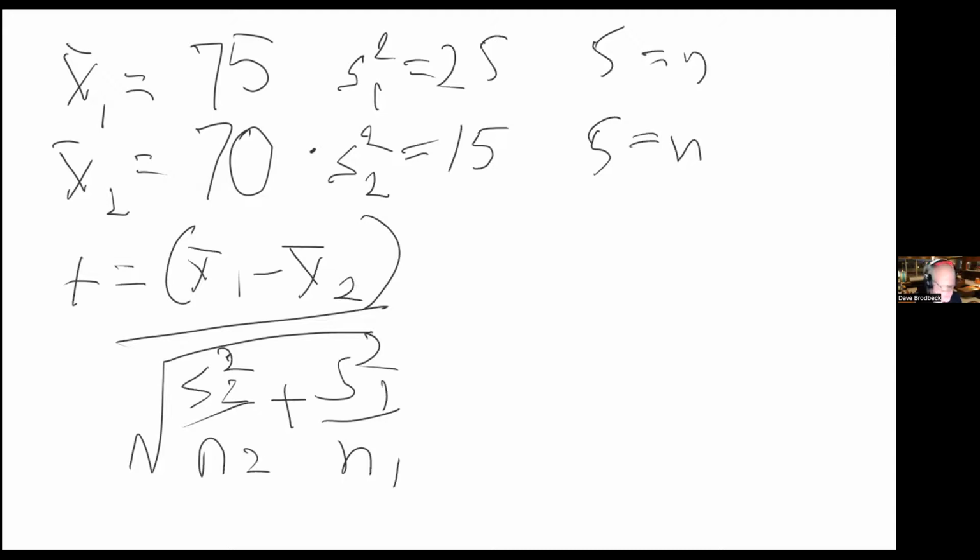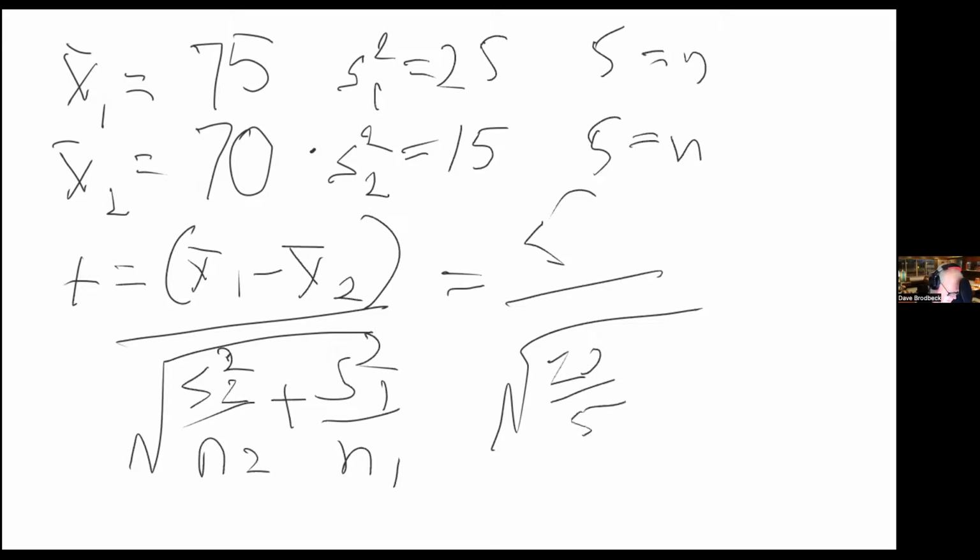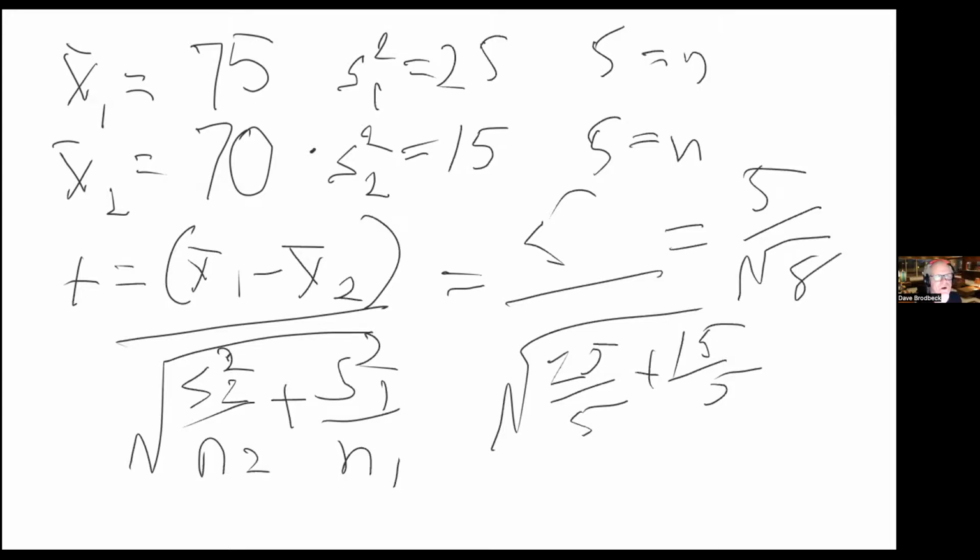So what we would have in this case is 75 minus 70, so that's 5, all over the square root of 25 over 5 plus 15 over 5. So that's 5 over, 25 over 5 is 5, plus 15 over 5 is 3, so 5 over the square root of 8. What's the square root of 8? It's not quite 3, so it's 2.7 something.